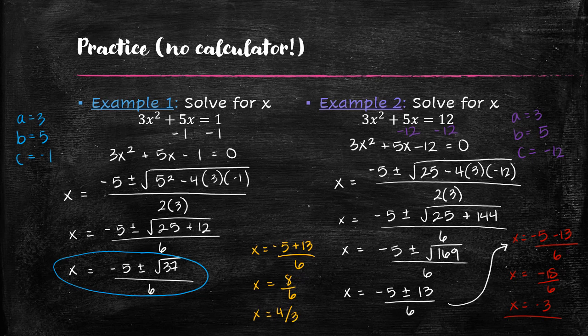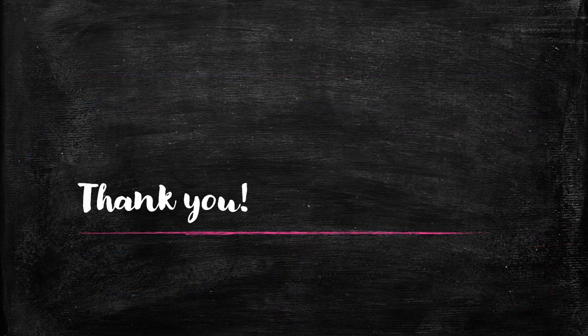So overall, our solutions to this problem can be written as negative 3 and 4/3. Okay, so again, just a couple of examples using that quadratic formula, and as we did before, using factoring to solve. Have fun practicing this, everyone.